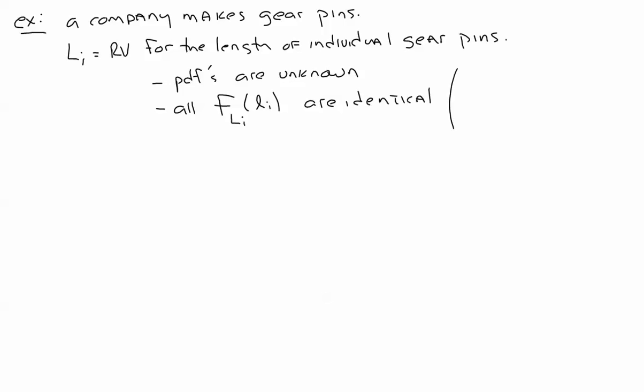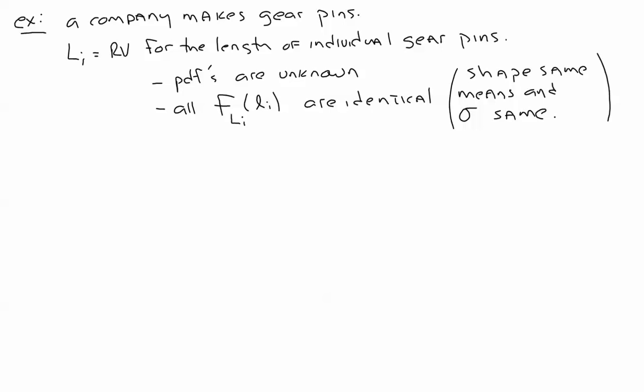By that I mean shape the same, whatever it may be, means and standard deviations same. Okay? I don't know what the shape of the individual gear pin probability density functions are. I'm just going to assume that they're identical, meaning they have the same shape, the same means, and the same standard deviations. All right.